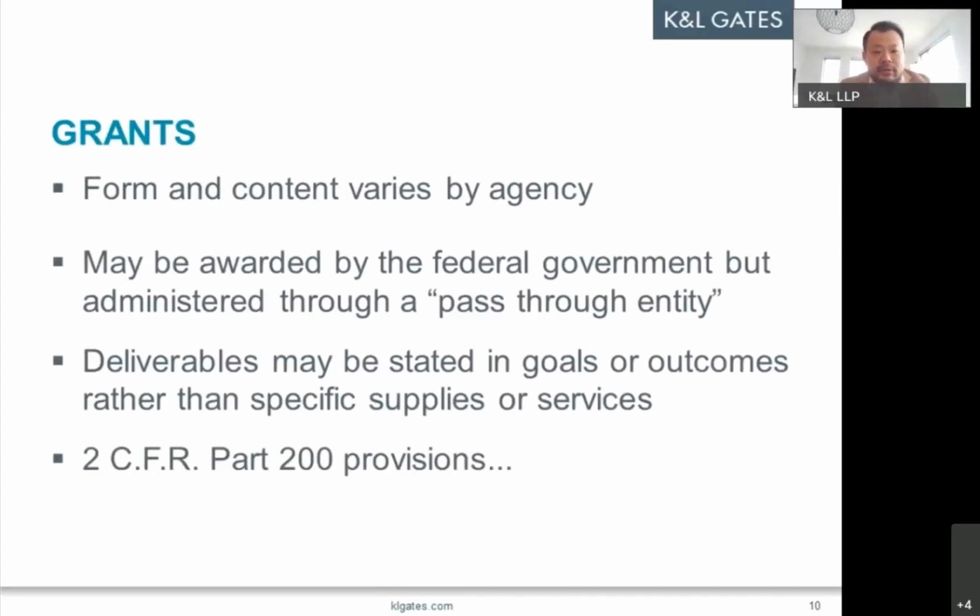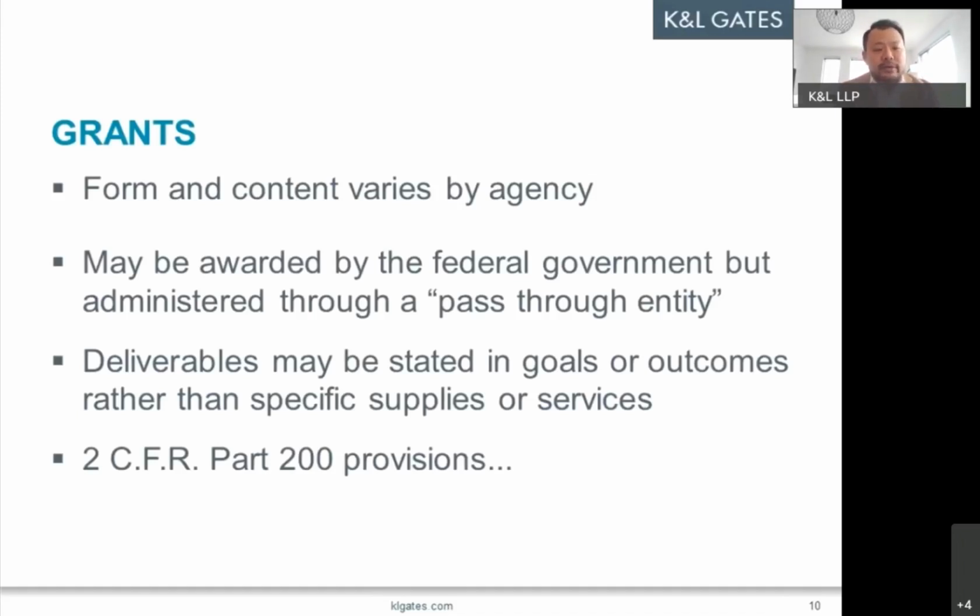So I want to talk a bit about grants. So Erica just gave a great summary of some of the challenges and the characteristics of FAR-based procurement contracts. And from the polling questions, it looks like there's going to be a fair number of folks in the audience that are going to be more based in the grant world. So with grants, unlike a FAR-based procurement, the grant is a different animal.